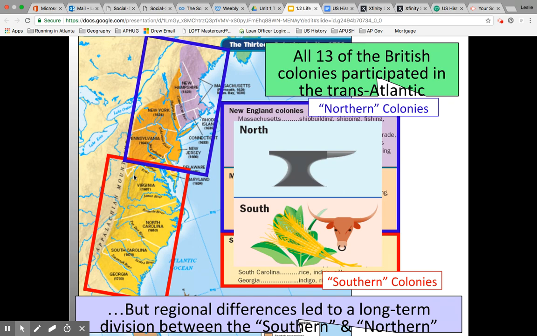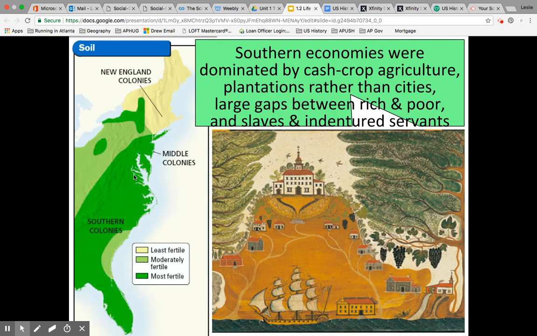Industrialization in the north and agriculture in the south. Southern economies were dominated by cash crop agriculture, plantations rather than cities, and huge gaps between the rich and the poor, and slaves and indentured servants. So you have this small wealthy class in the South and a large lower class that is populated primarily by indentured servants and slaves.